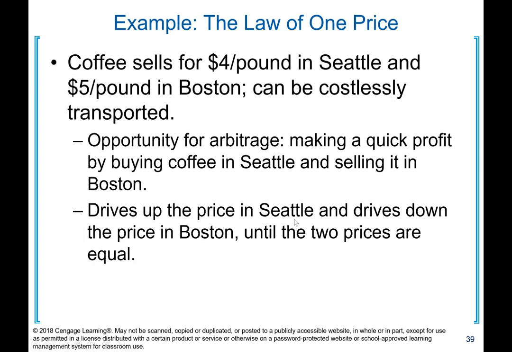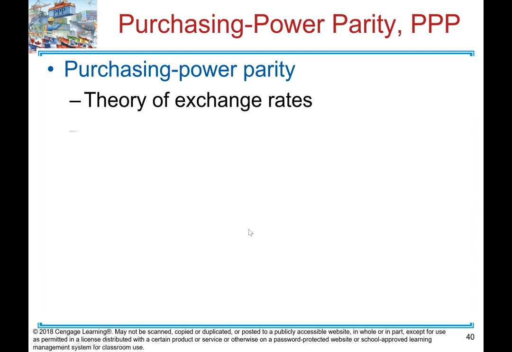It drives up the price in Seattle because demand for coffee goes up in Seattle, and drives down the price in Boston because supply goes up in Boston, until the two prices are equal.